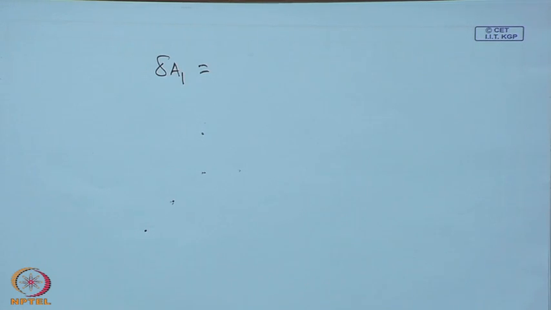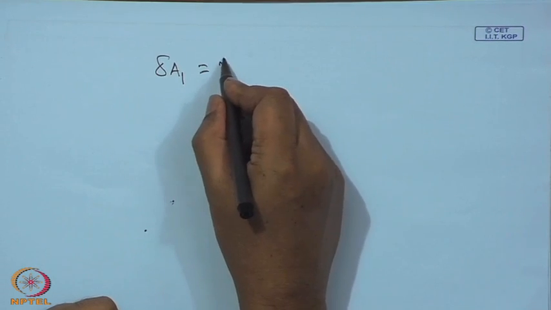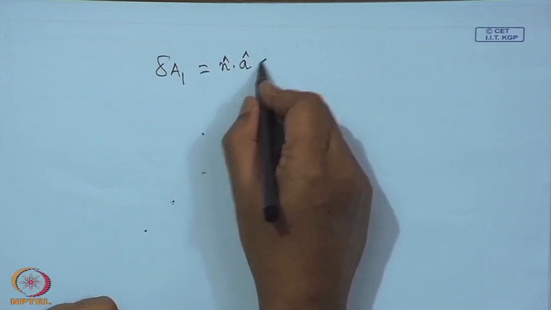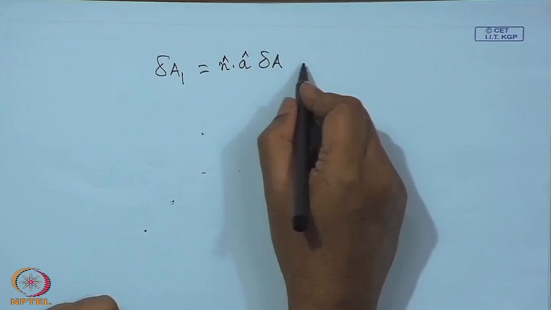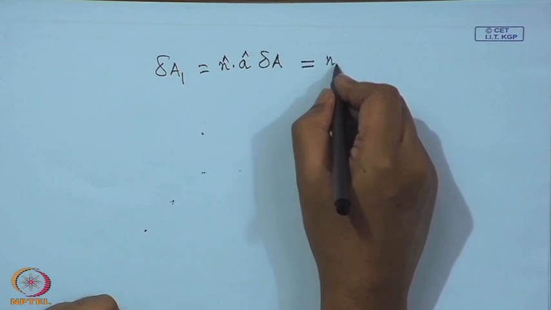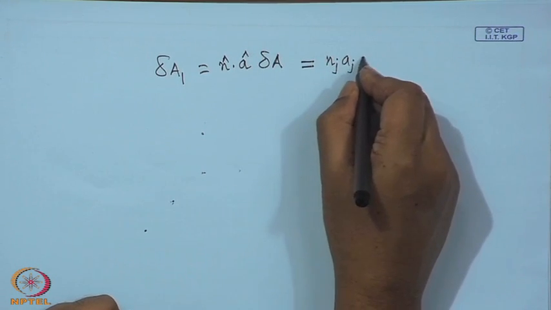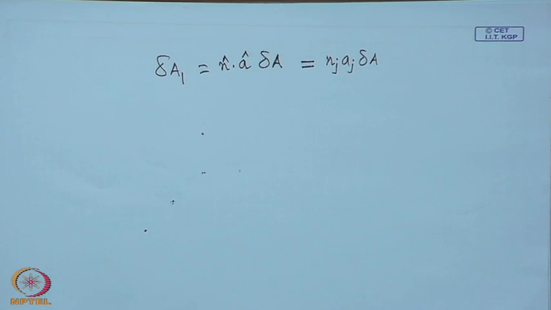What is the projection of n along A? You know the unit vector. So, what is delta A1 then? It is n dot A into delta A. And in our notation we can write this as n_j A_j delta A, and similarly for the others, delta A2, delta A3.